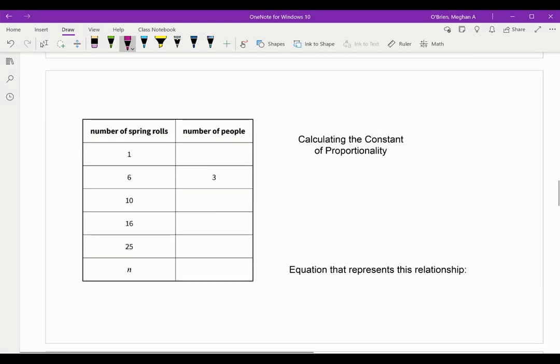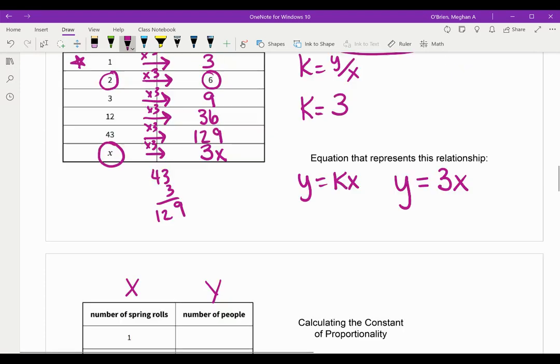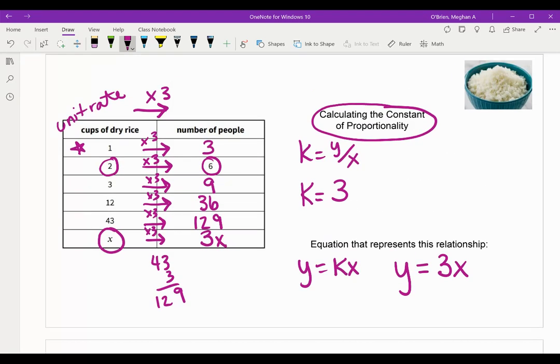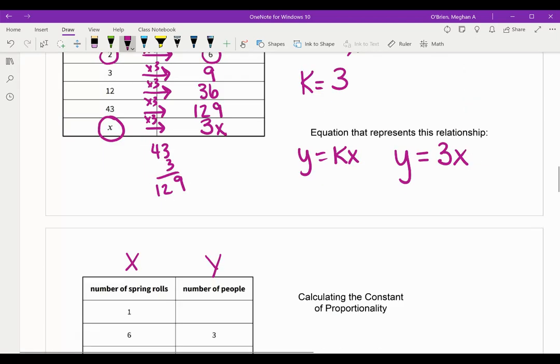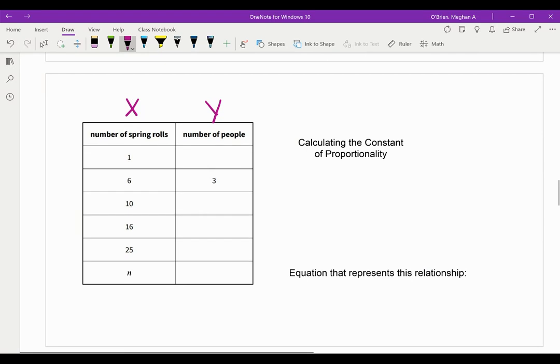Let's try this one. This one's slightly different. The number of spring rolls is the x, and the number of people is the y. And you know what? I'm going to go back because I meant to put that on this table too. X and y. So 3 people get 6 spring rolls. So 1 spring roll, let's see, how can we determine that?